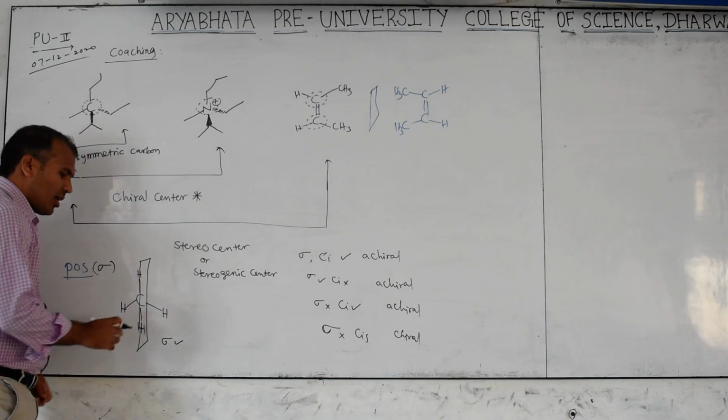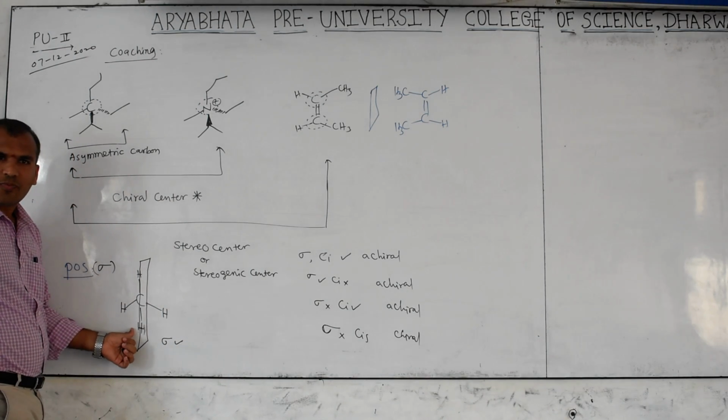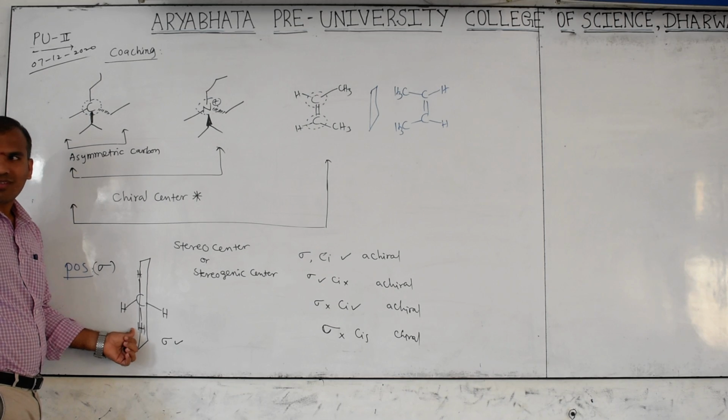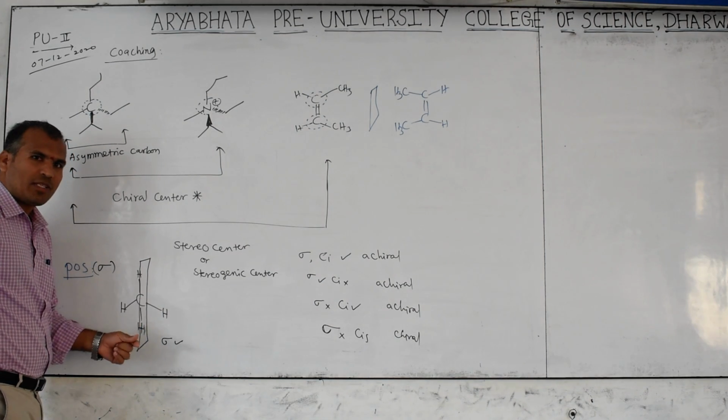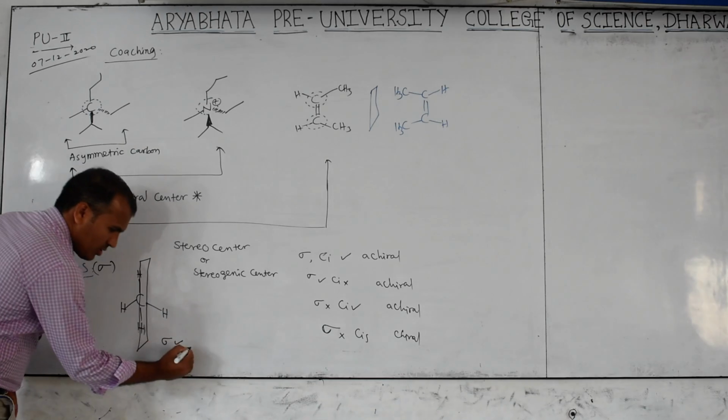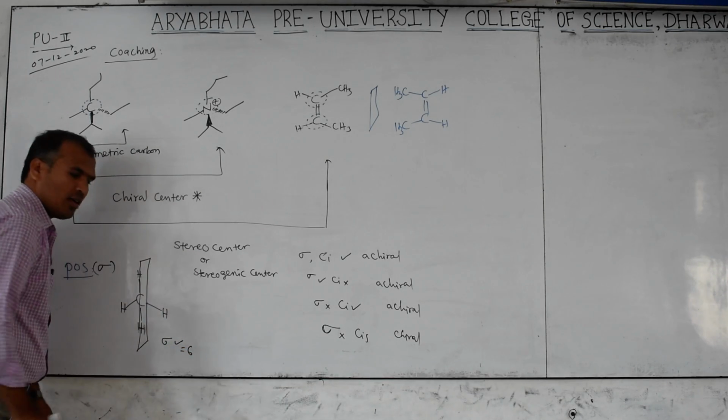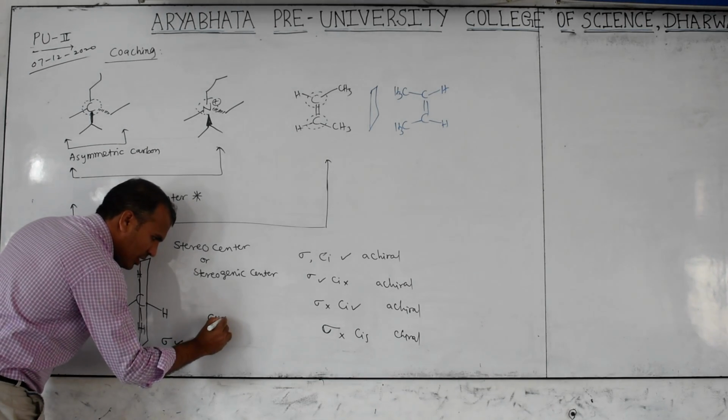So plane of symmetry present here? Present. How many planes are possible for this? In the last class I may have told you; do you remember or not? How many planes are possible? Six planes are possible. Now CH3Cl.